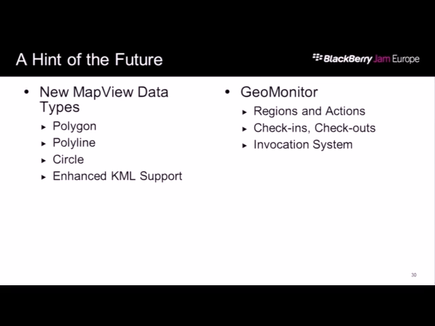Geo-monitoring. I wish I was in this department. This allows you to define a region and record an action associated with that region. So when I go into that region, something will be invoked. When I leave that region, something will be invoked. It uses the invocation system, so it's not tied to any particular application. But what this means is, I want to tell my wife that I've landed at the airport. So I set up a region around the airport, and when I enter that region, it automatically triggers off a BBM to my wife: Jay has landed, you can stop worrying.